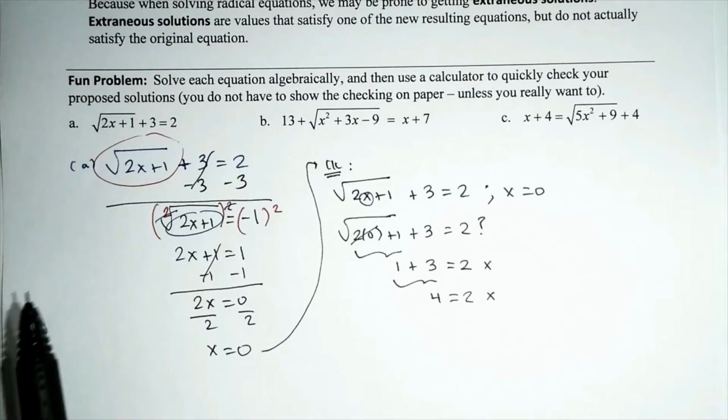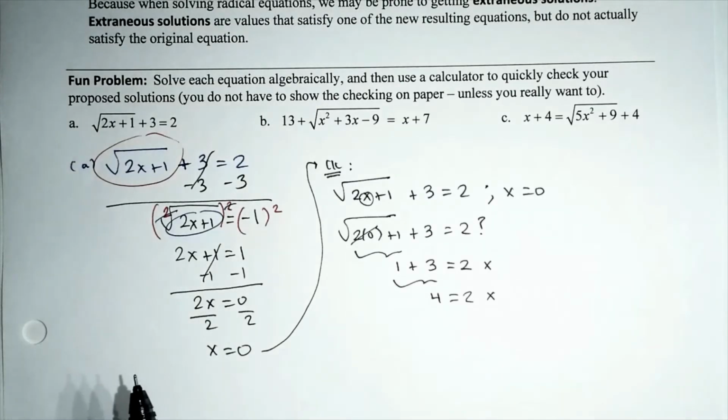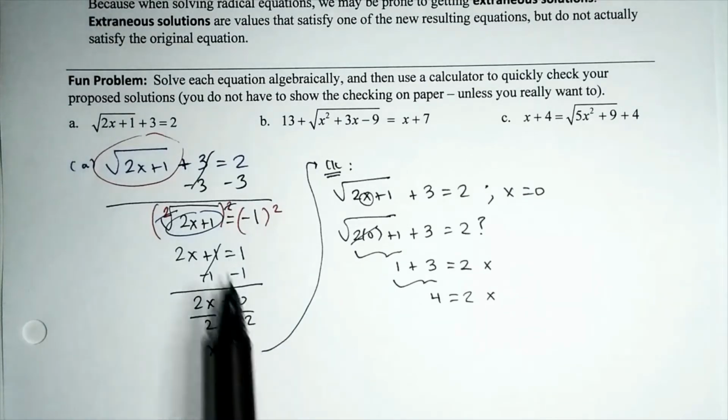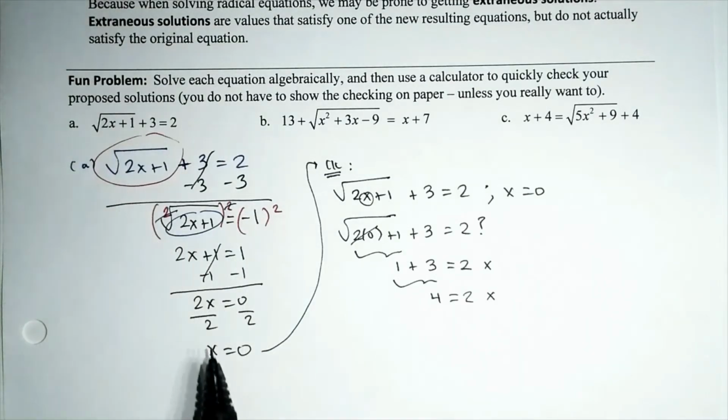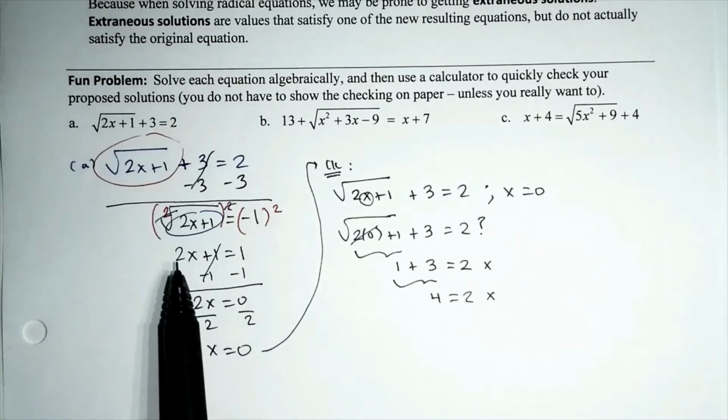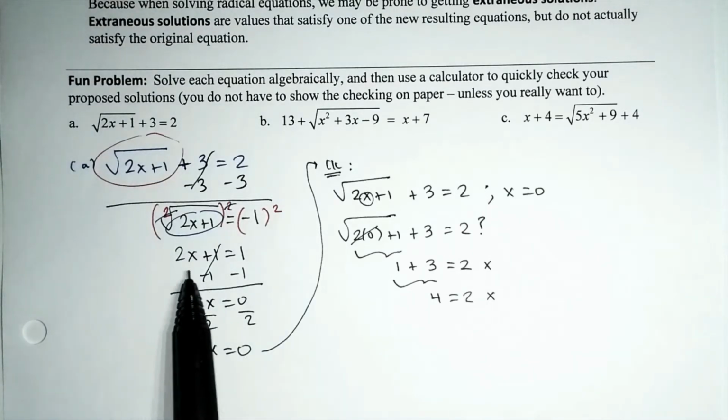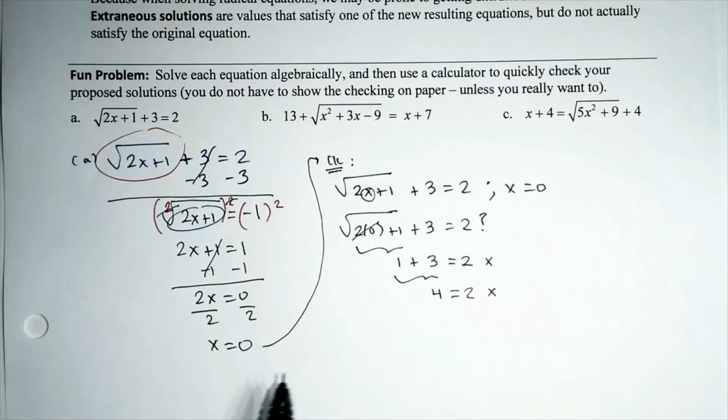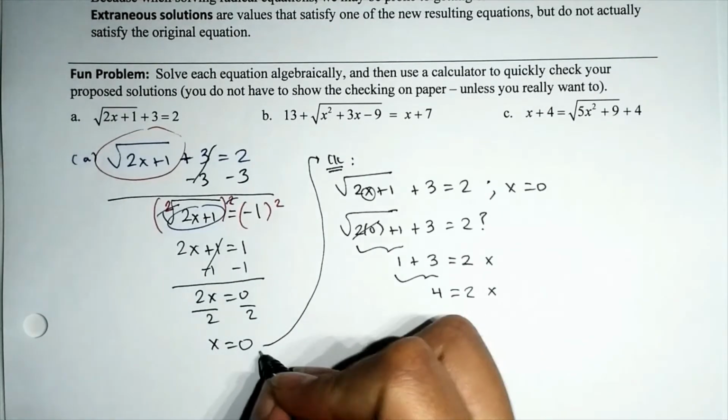Now, the reason why I said that when it comes to solving radical equations, checking is not optional, is because we are prone to having extraneous solutions. An extraneous solution is a solution of one of the new equations, but not of the original equation. So in this case, 0 is a solution of this new equation, 2x plus 1 equals 1. So in this case, 0 is an extraneous solution.